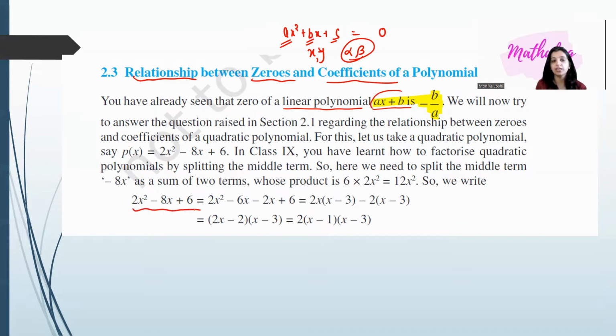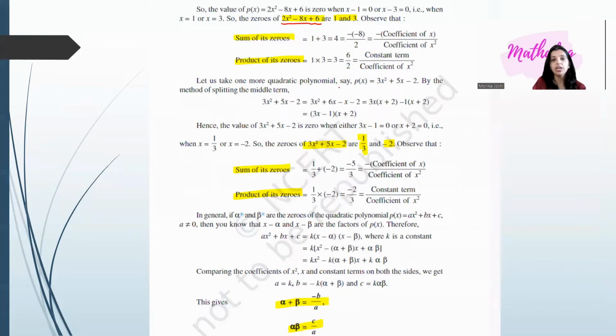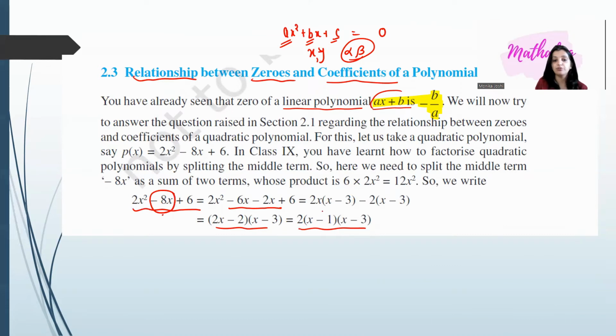Here we are going to take a quadratic equation, and we will find the value of zero for this quadratic equation. How? By splitting the middle term. So we are going to split minus 8x into minus 6x minus 2x, right? Further we will follow these steps, and at last we have found this equation and the values of the factors, right? x minus 1 and x minus 3.